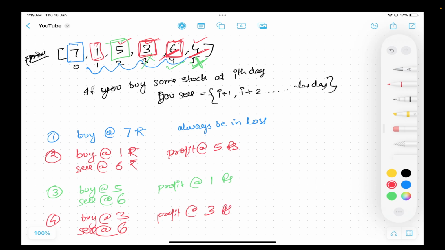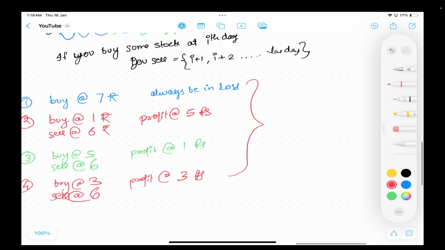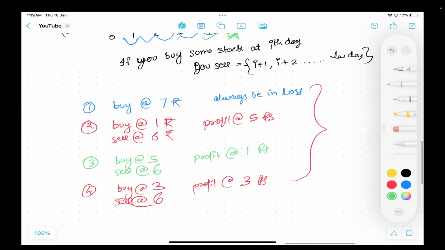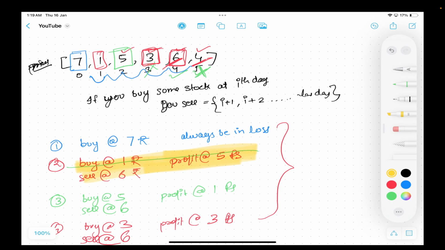So out of all this, this is the best possibility. If you buy with this strategy, you will get the maximum profit. So if you closely look at this problem, what you are doing is trying to find the day where the cost is as minimum as possible, and trying to find the day where the cost is as high as possible on the right side of that index.